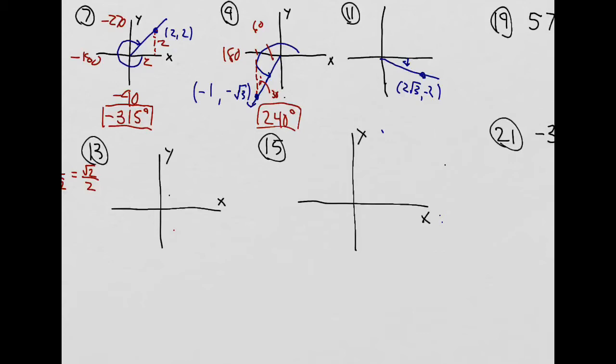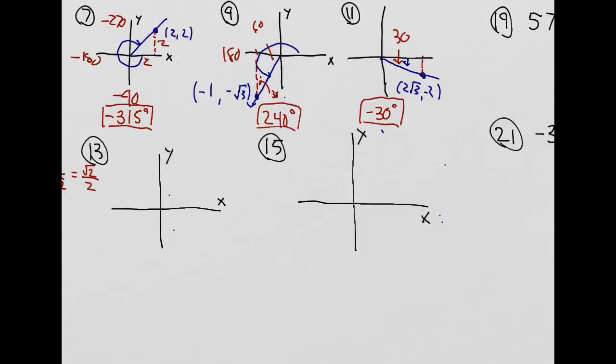Let's see here. Always draw it to the x-axis. Well, I can pretty clearly see that this angle right here has got to be a 30. But it's got to be a negative 30 because we're going clockwise. Okay.